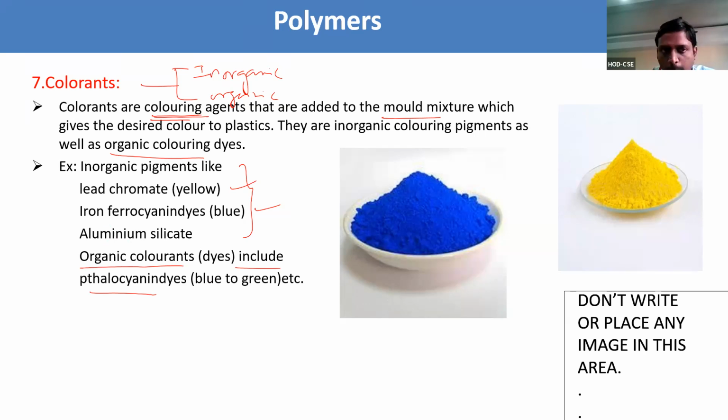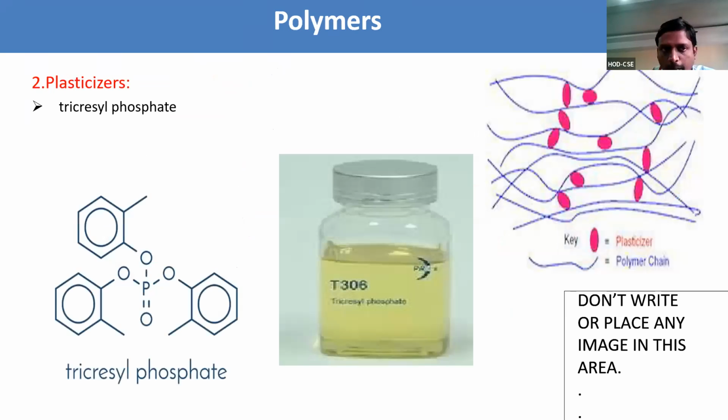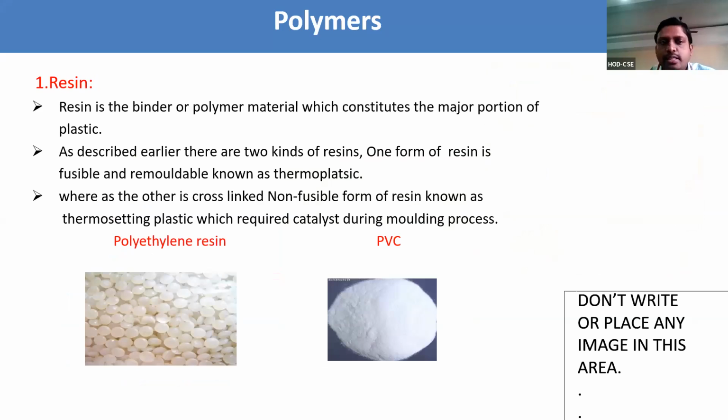One is resin, which forms a major portion of the plastic. As described earlier, resins are of two types: fusible and non-fusible form. Fusible form is nothing but thermoplastic, and non-fusible form of the resin is known as thermosetting resin, which requires a catalyst during the molding process.